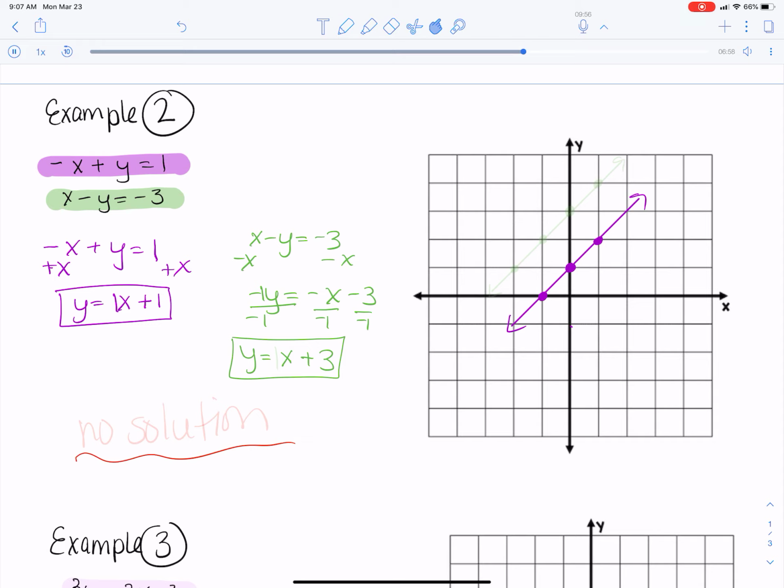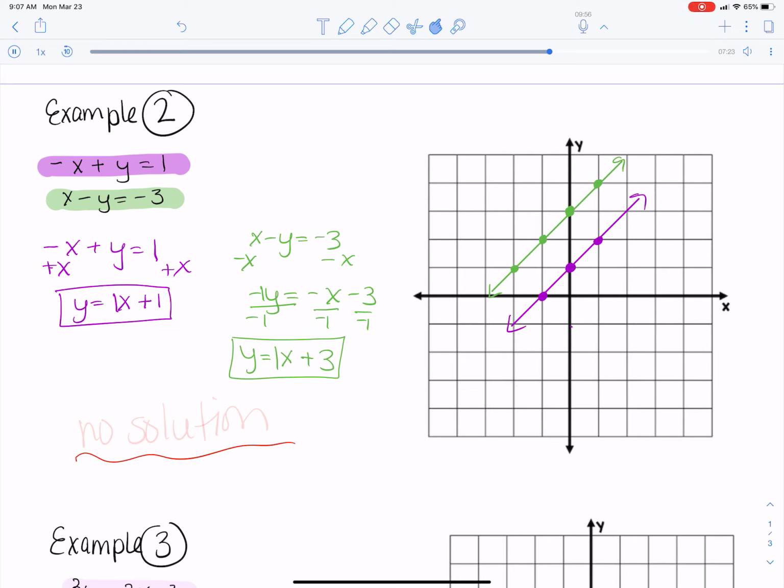And now we can graph the second equation. So my y-intercept's at 3. So we start at 1, 2, 3. And my slope is also 1 over 1. So we go up 1, right 1 in both directions. You can keep going if you want. I just stopped at a few points. And I'm going to draw my line.